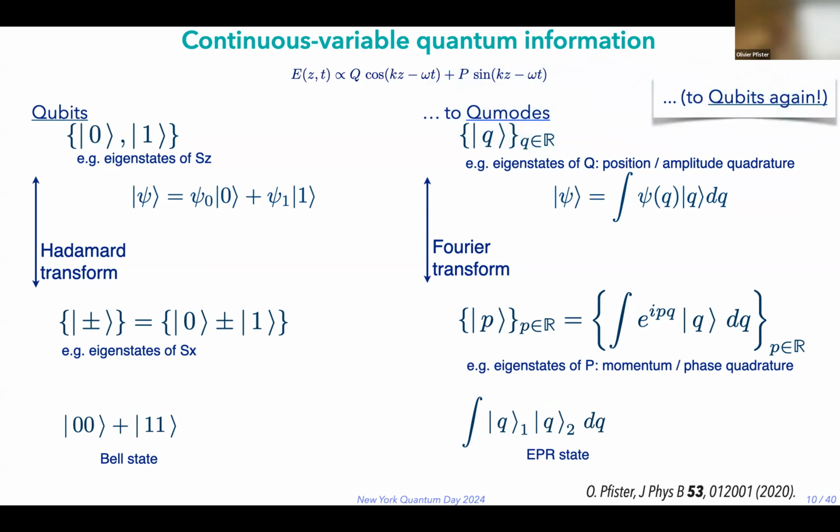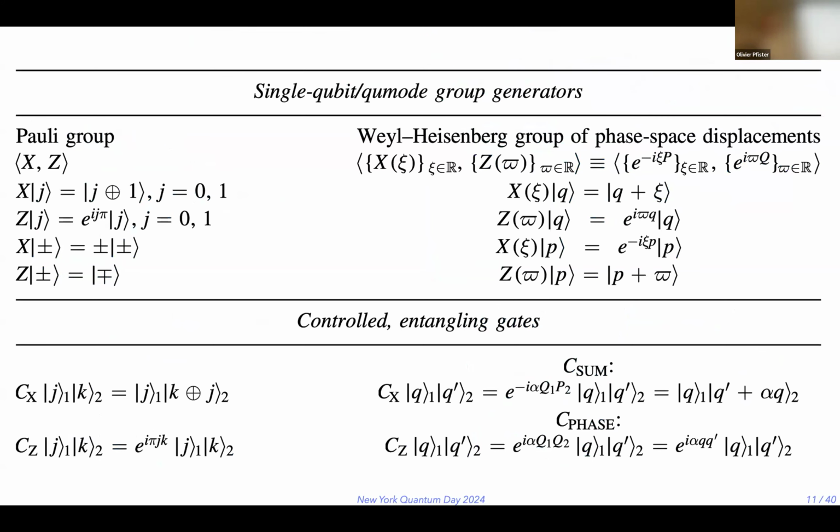So then, yeah, we'll go to qubits again. If you really want to know, oh, what about the Paulis? What about the CX, the CZ? Everything's been figured out. The Pauli group over continuous variables is the Weyl-Heisenberg group of phase-space displacements, so translations in Q and P, basically. And the entangling gates have also been defined in terms of the Q and P operators. Cliffords are known as Gaussian operations.